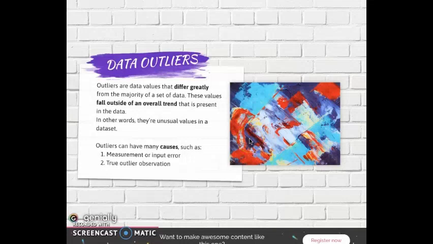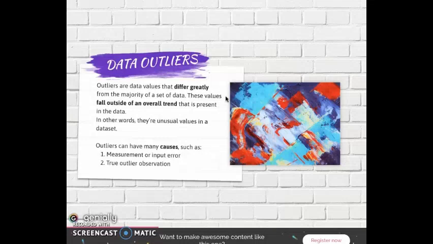All right, another thing regarding data screening that needs attention is data outliers. Outliers are data values that differ greatly from the majority of a set of data. These values fall outside of an overall trend. If you remember, trend is the majority or the tendency that is present in the data. In other words, there are unusual values in your data set.